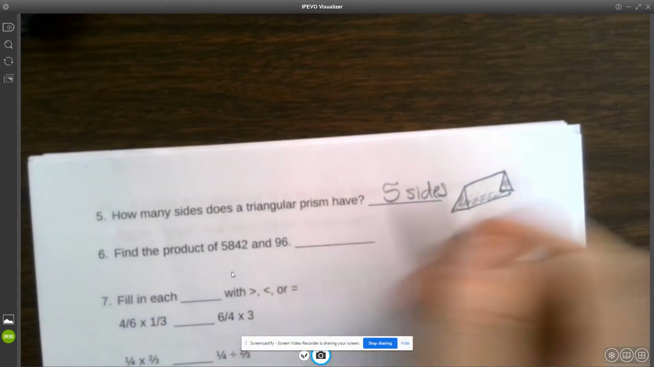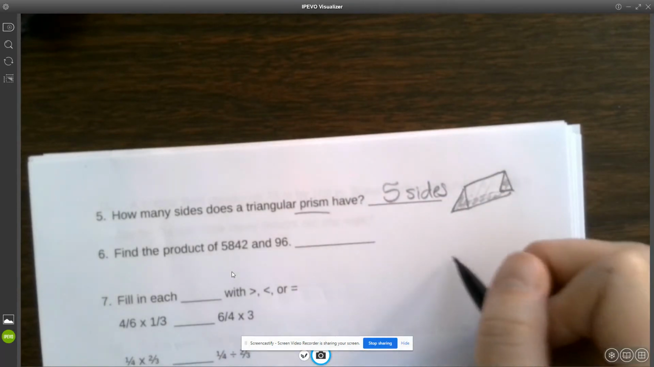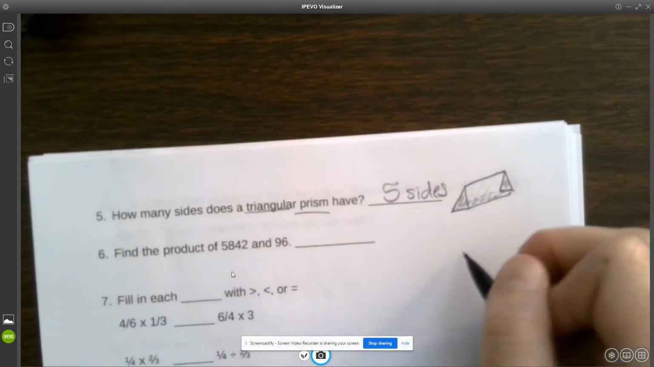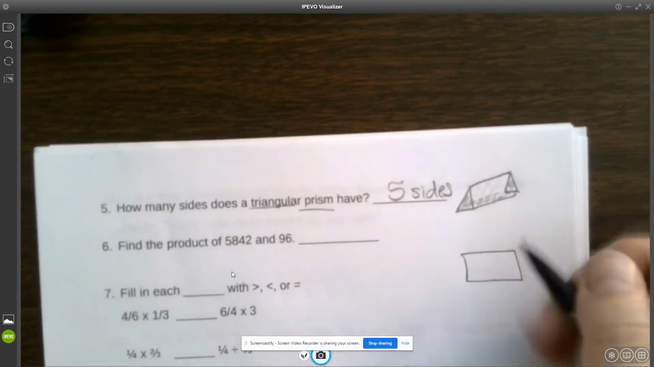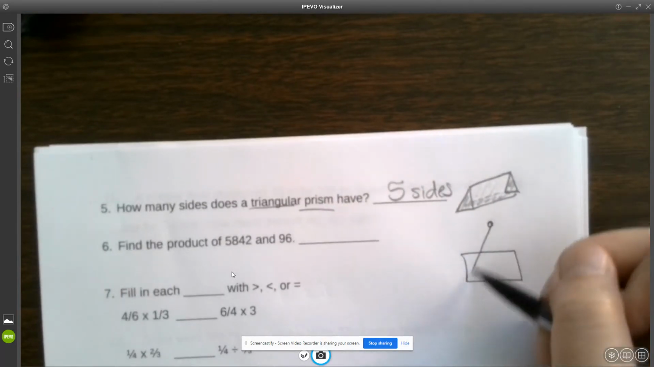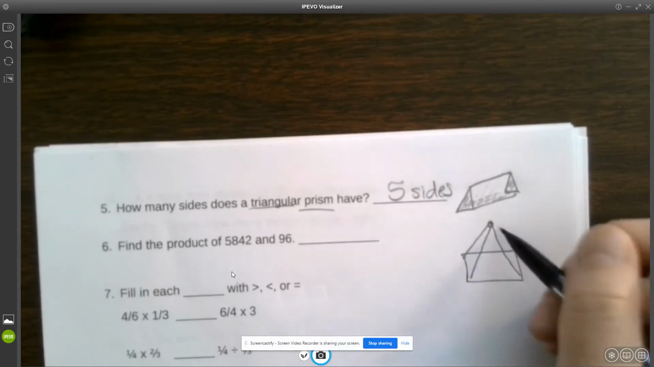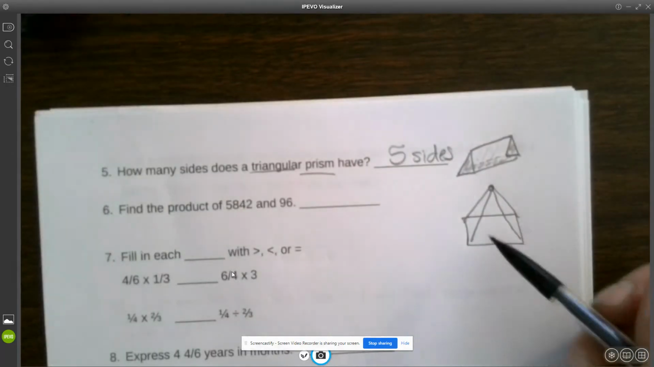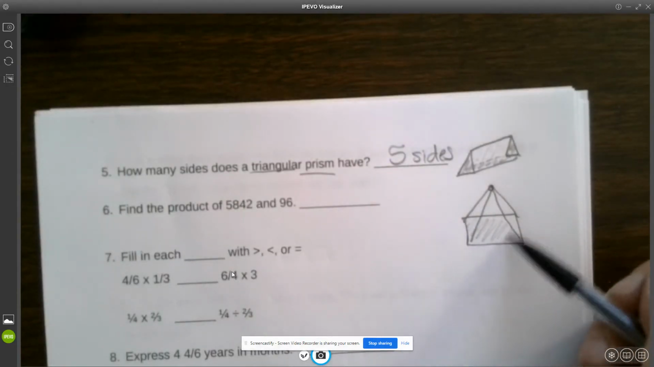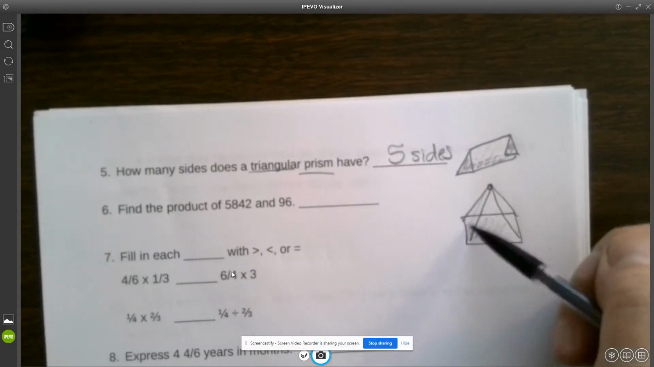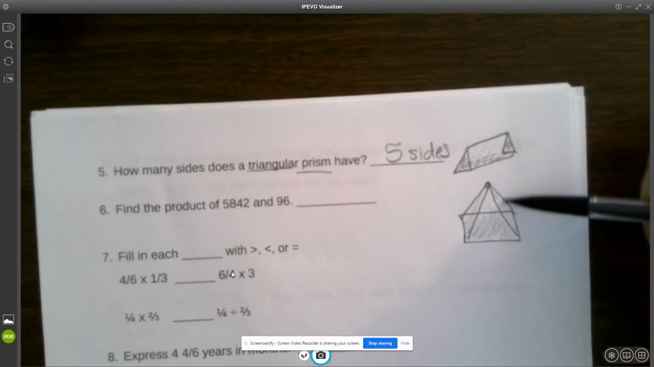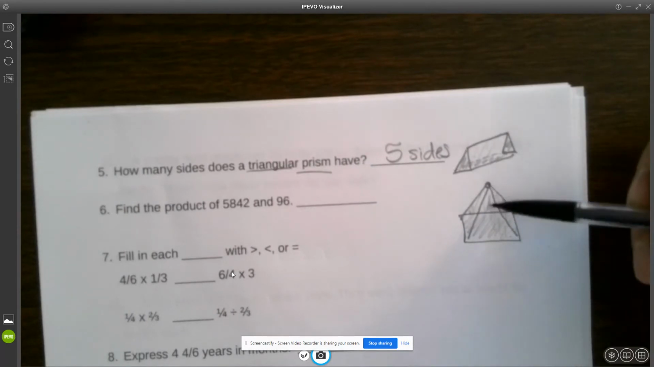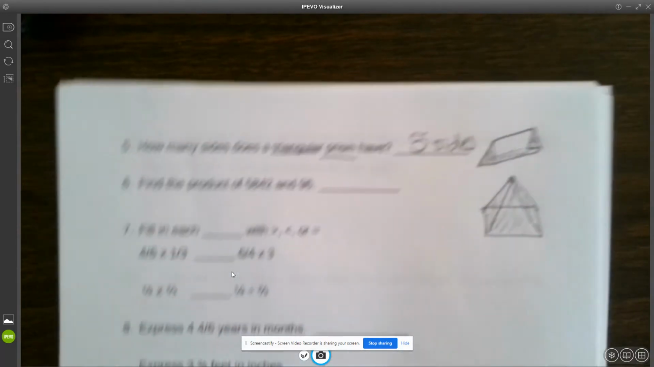Now, if it was a triangular pyramid, no, a rectangular pyramid, sorry. If it was a rectangular pyramid, it'd be a rectangle like this. And then the pyramid would come down like this. So how many sides would a rectangular pyramid have? Well, there's 1 on bottom. There's 1 right here, that's 2. 1 right here, that's 3. 1 right here, that's 4. And then the whole 1 in the back, that's 5. So it has 5 as well.